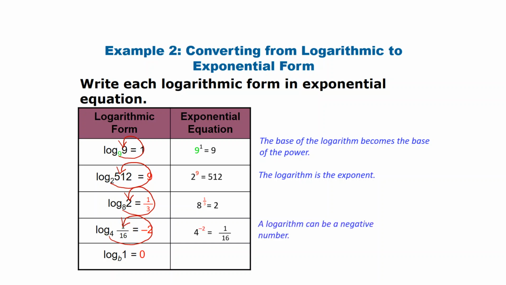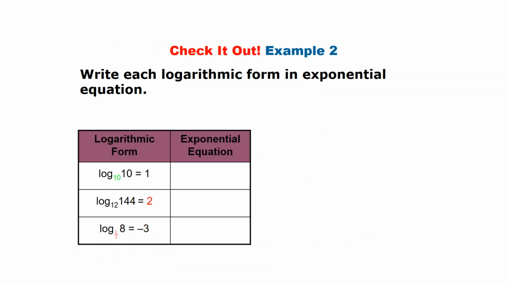And finally, with variables, b to the 0 power equals 1. We're going to see that anything to the 0 power equals 1. We know that. Any non-zero base to the 0 power is 1. Try these on your own. Turn your video off and give it a try real quick.